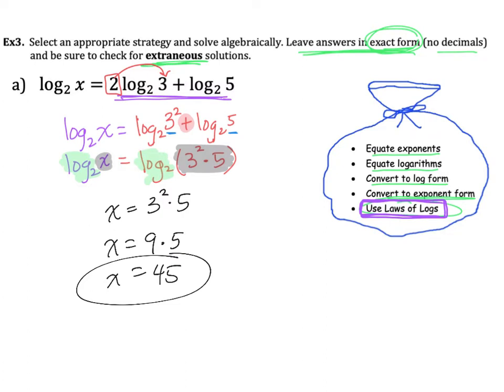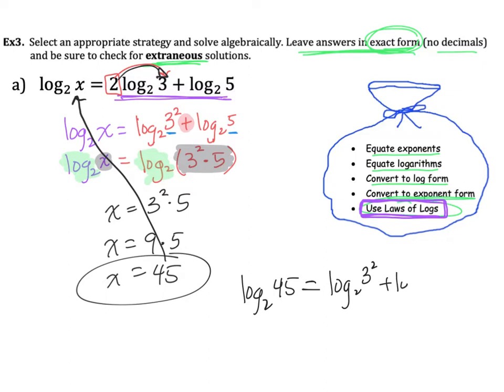Now you might want to check it. If I plug in 45 for x, does log base 2 of 45 equal log base 2 of 3 squared, I moved the 2 up here, plus log base 2 of 5? And yes, given those properties or the laws of logarithms where I'm going to multiply 3 squared times 5 to get 45, yes, in fact, that is correct.